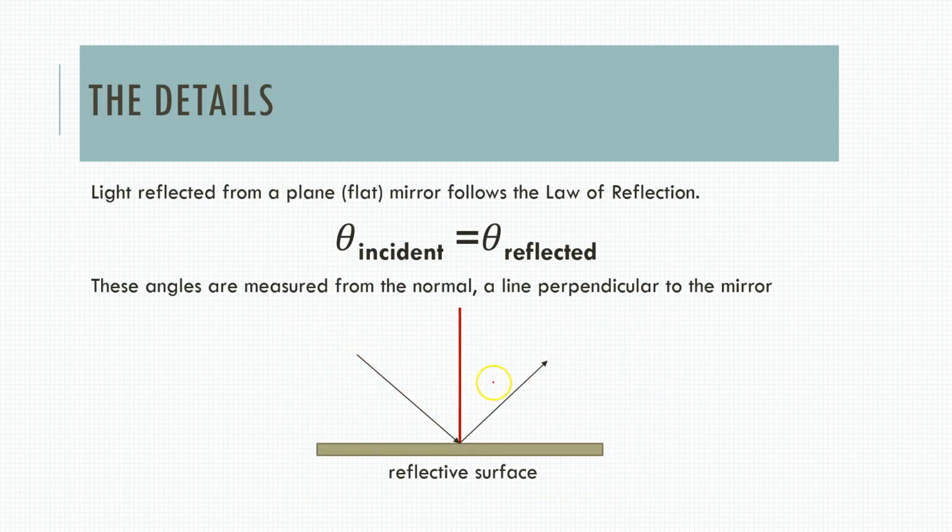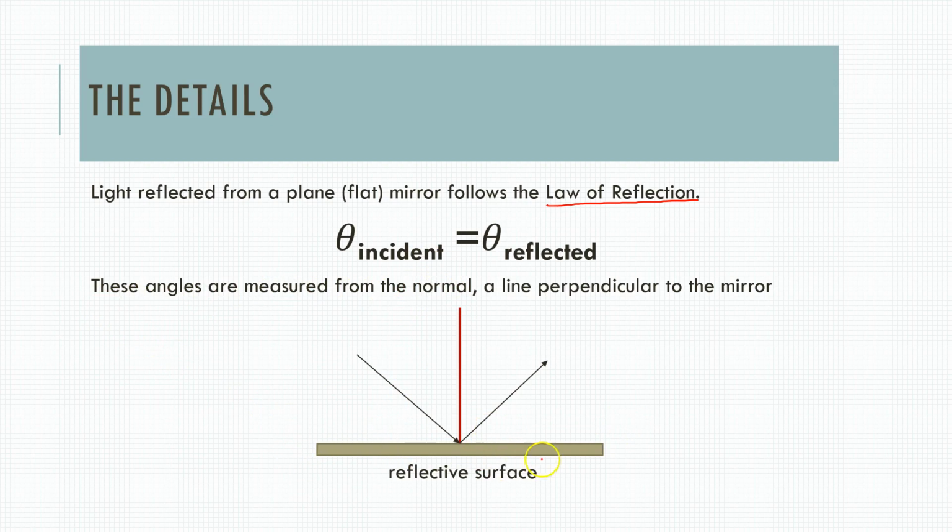So let's talk some details with this. When you have a reflective surface, there are some things that we need to talk about. Light reflected from a flat mirror follows something called the law of reflection. And the law of reflection is this. Remember, this is your Greek symbol for theta, means angle. So the incident angle is equal to the reflected angle. The incident angle is where it comes in at. So when you see the word incident, that's your incoming light, and this is your outgoing light.